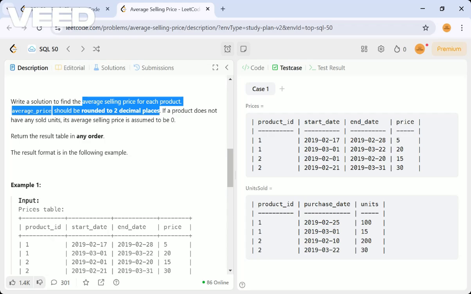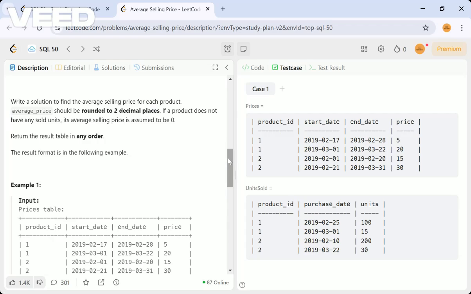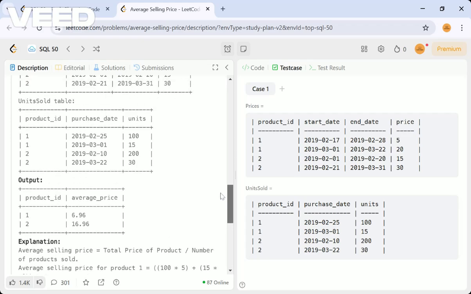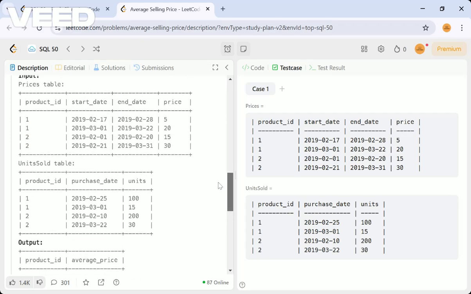So if there is a null, we should be giving the value zero. Before rounding and after rounding, it is up to you. You can give anything. So here in the example, you can see there is a product prices table, and then a units sold table.